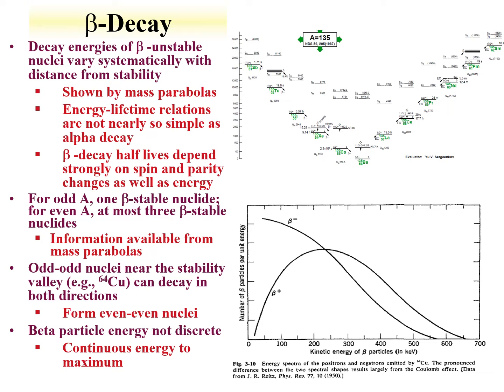Some odd nuclei near the stability valley, for example, copper-64, can decay in both directions. As we see with copper-64, it has a beta minus and a beta plus positron emission. So both these form even nuclei. That's one of the reasons that you can drive this stability. And also, as we already discussed in the previous slide, beta particle energy is not discrete. There's a continuum of energy. As we look here, you can find an electron emitted from the nucleus with a range of energies, and the same thing with the positron emitted from the nucleus for this copper-64 decay. This is unlike alpha decay, where you get very discrete energies.